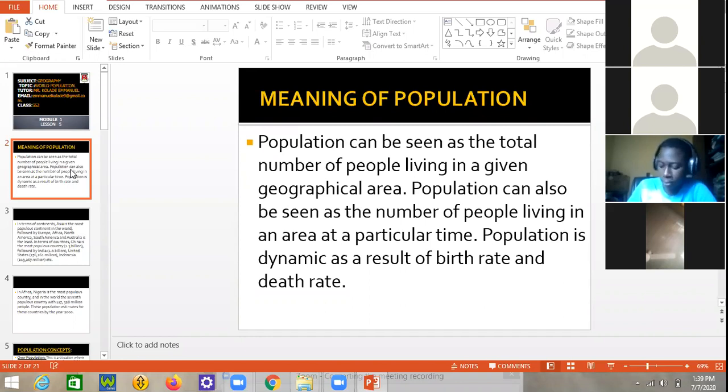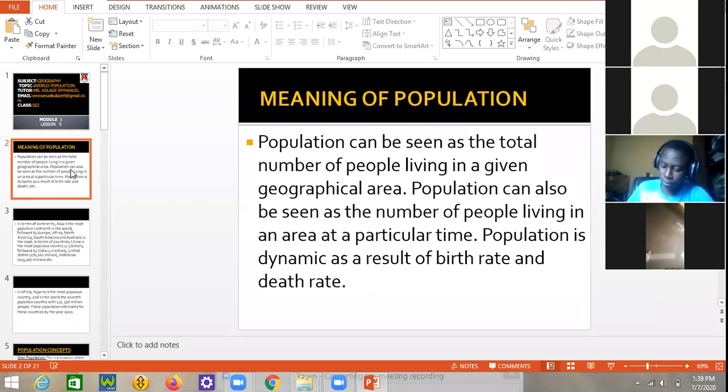Now, talking about geographical area, it can be the local government, it can be the state, or it can be the country. So, at the time a census is taking place, wherever you are is the population of that place.